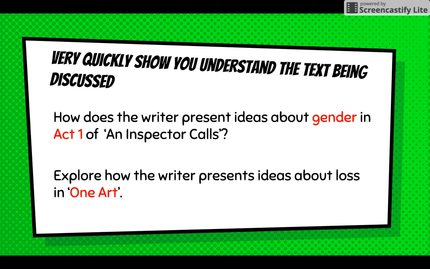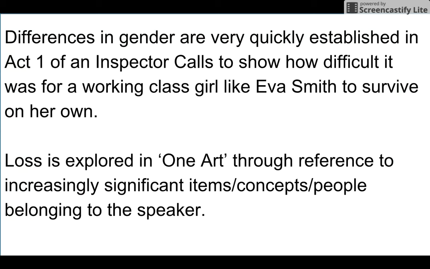For poetry, it's slightly different. We can give a general overview of what the poem is about to show that we understand what it is we've read. So here's how it might look. The top one is An Inspector Calls. Differences in gender are very quickly established in Act 1 of An Inspector Calls to show how difficult it was for a working class girl like Eva Smith to survive on her own.